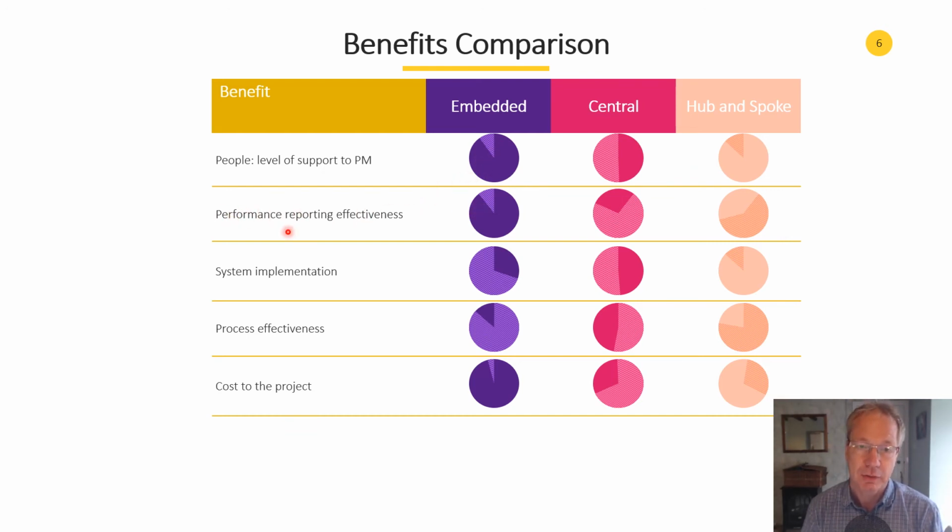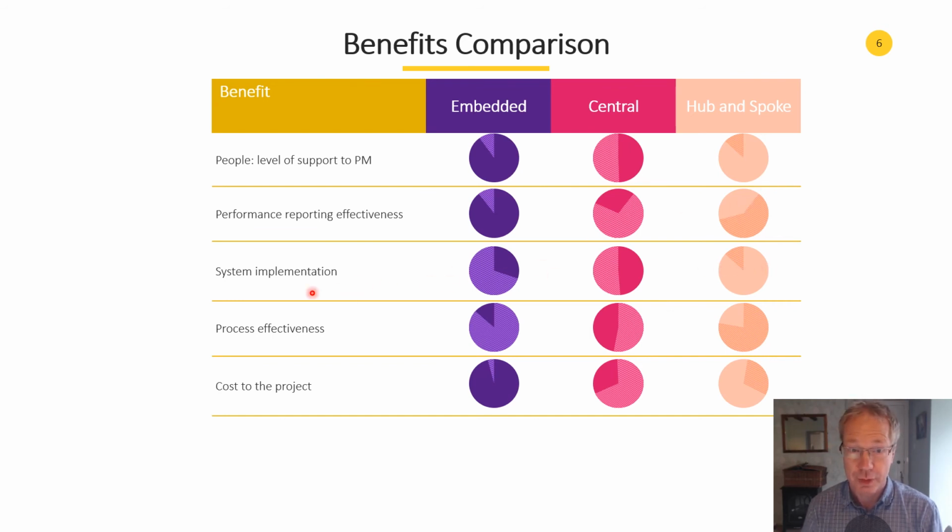The embedded PMO is going to be really good at reporting. It's working directly with the project manager. It's going to be able to give the project manager the data it wants, and they're going to be very close to that data, aren't they? Well, a central PMO is a little bit further remote, and a hub and spoke PMO. Sometimes these company-wide procedures don't really give the project manager what they want. That never happens, does it?